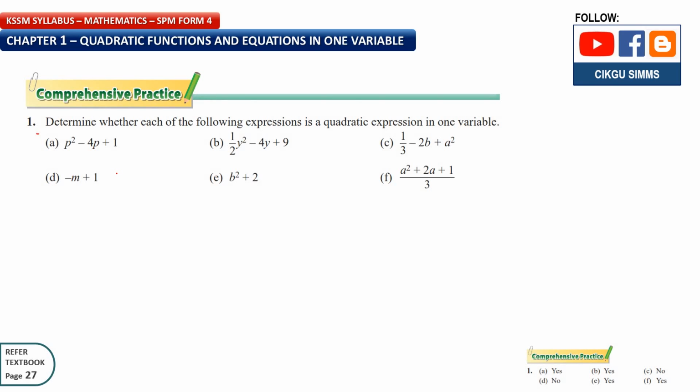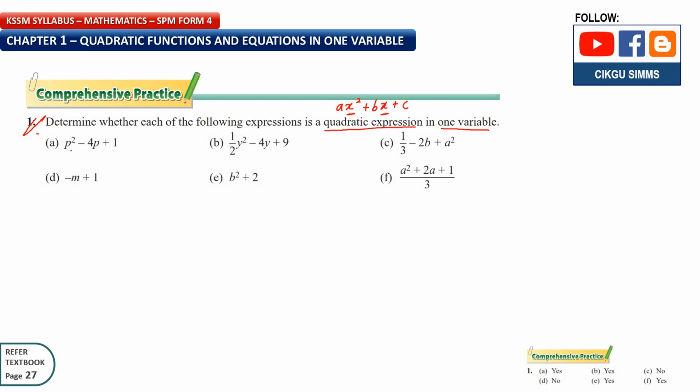So today we will discuss the answer for the comprehensive practice of chapter 1. Okay, so the first question. Determine whether each of the following expressions is a quadratic expression in one variable. For a quadratic expression in one variable, the general form is ax squared plus bx plus c. So you only have one variable.